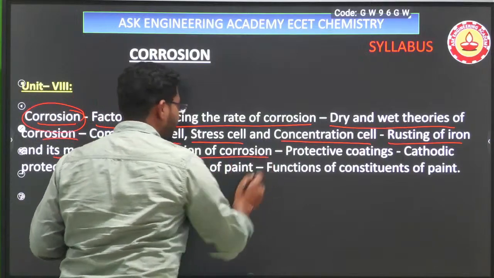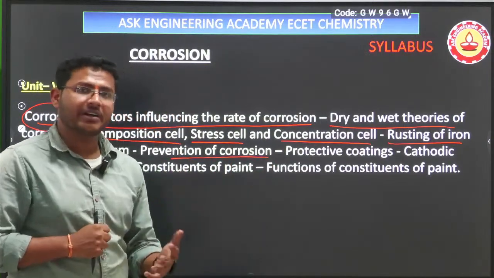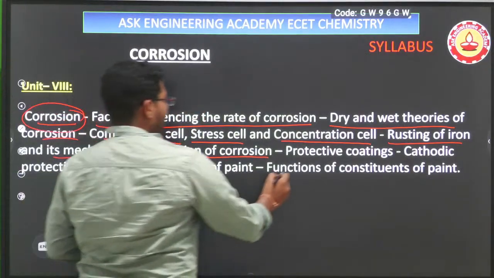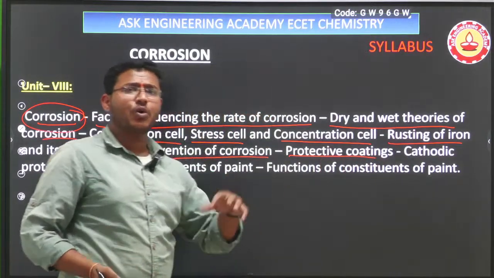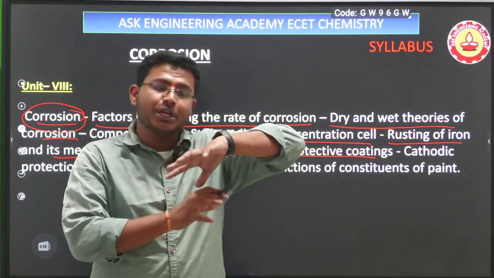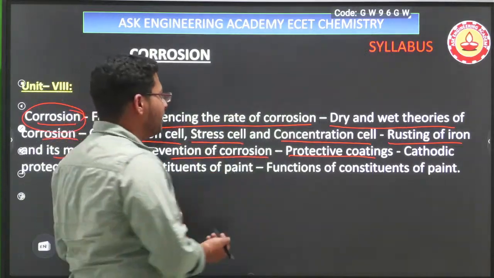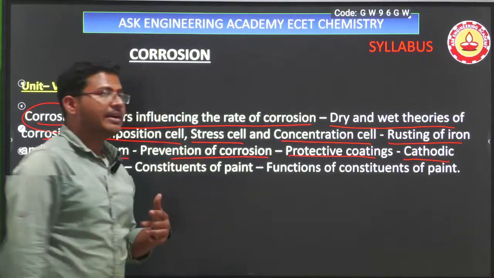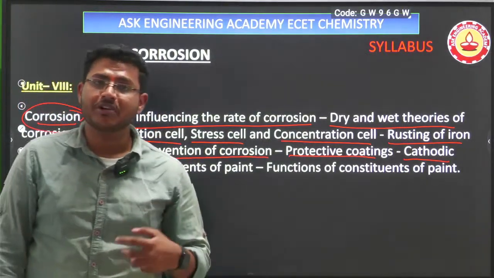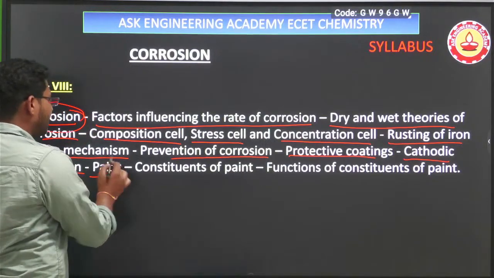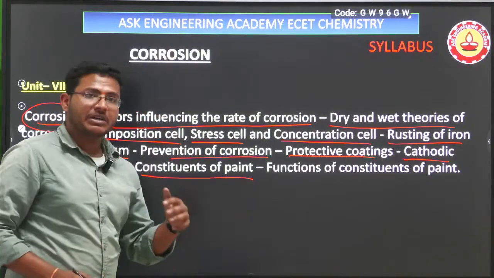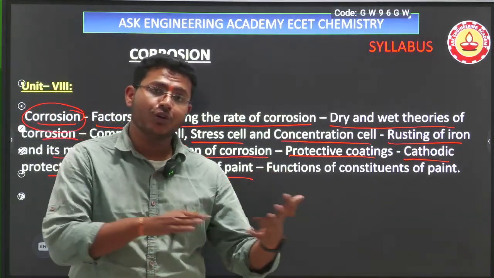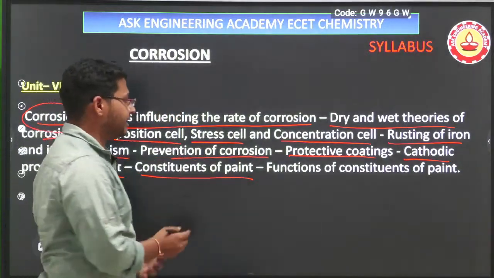And prevention of corrosion. How can corrosion be prevented? How can we stop the degradation of metal surfaces? Next, protective coatings. These are nothing but how corrosion can be prevented by using special coatings. Now after that, it is cathodic protection. What is meant by cathodic protection, especially in terms of prevention of corrosion? Paint. What are the paints and the constituents of paints? Paint contains many constituents. How those are involved in the prevention of corrosion can be studied here.